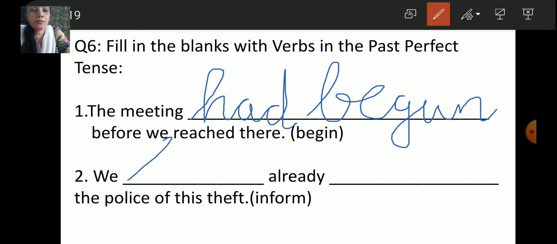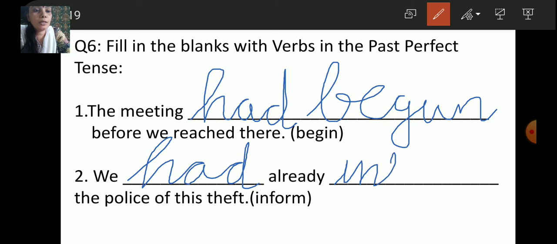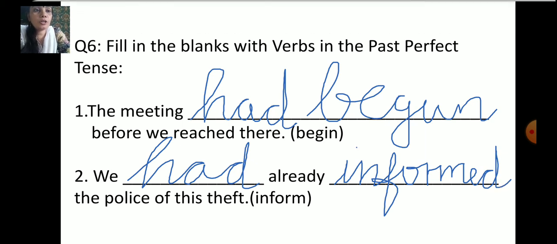We had already informed the police of the theft. Okay, so this is the past perfect tense. So the table which I showed you, you just have to read or learn again and again by heart, so that you can easily fill up the blanks. And if you know how to talk in English, also you can easily write the answer.